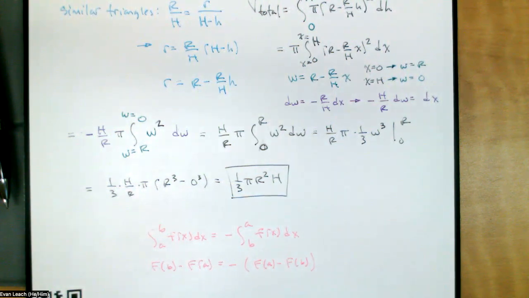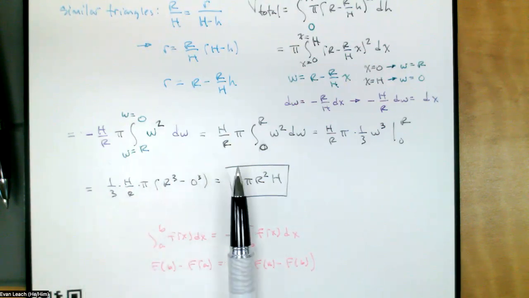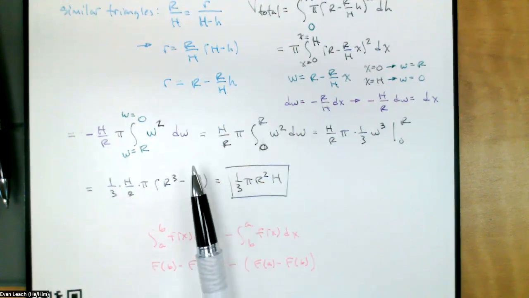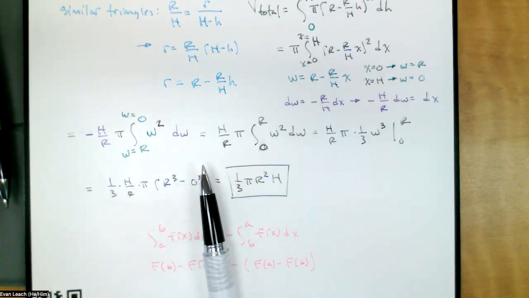The other thing that we want to take away from this is that we took a cone cut from a cylinder. The volume of the cylinder was pi r squared times h. When we cut a cone out of the volume of our cylinder, we get 1/3 pi r squared h.